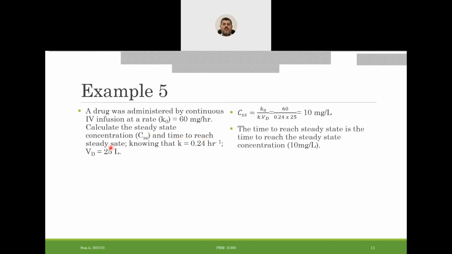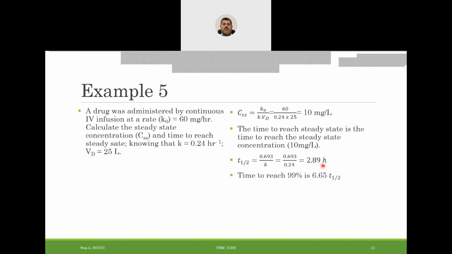To calculate the time to reach steady state, you need to know the T half. T half can be calculated from the value of K. So T half is equal to 0.693 divided by K, 0.693 divided by 0.24, so 2.89 hours. How many half-lives to reach steady state? We said 5, or you can say 6.65, okay also.